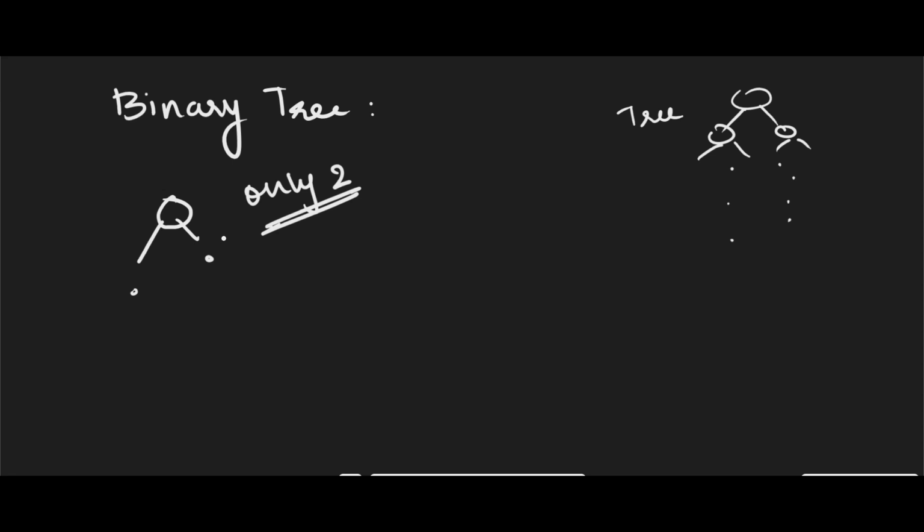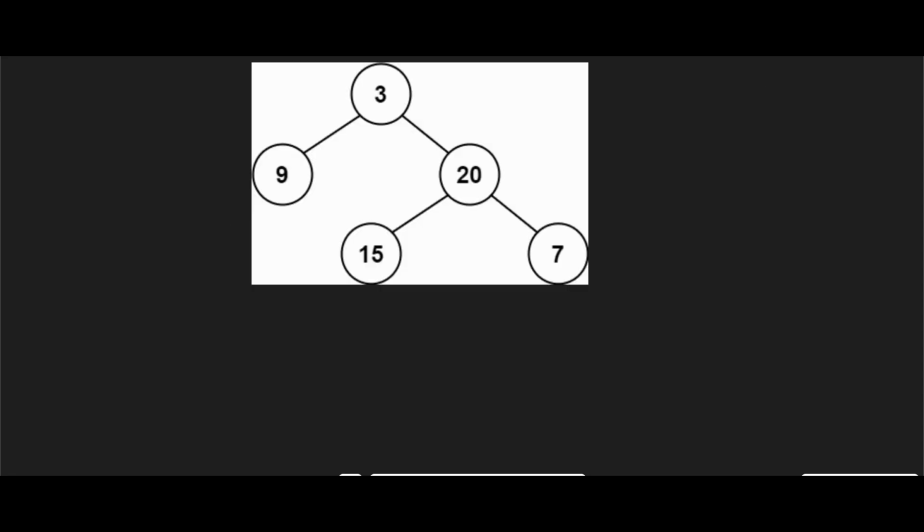That is all. So when you take a look at this example, each number is a node and each line is a connection. No node here has more than two children. So this is a perfect example of a binary tree.